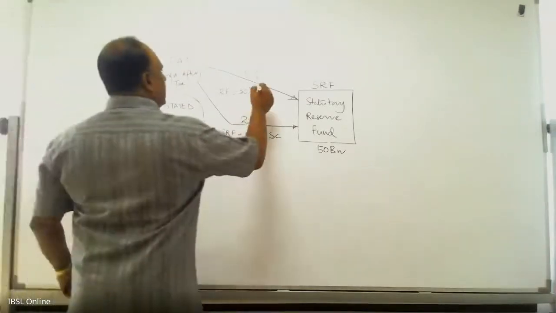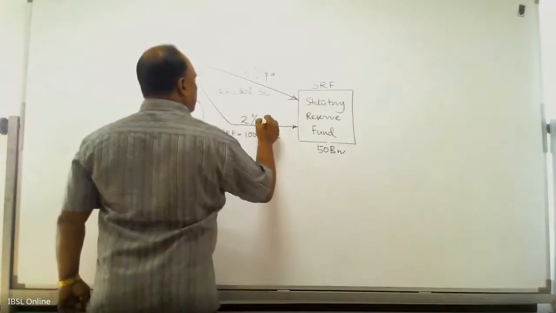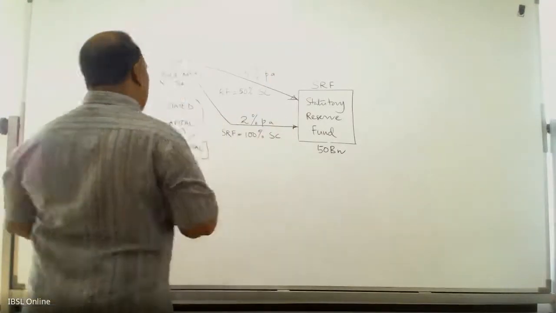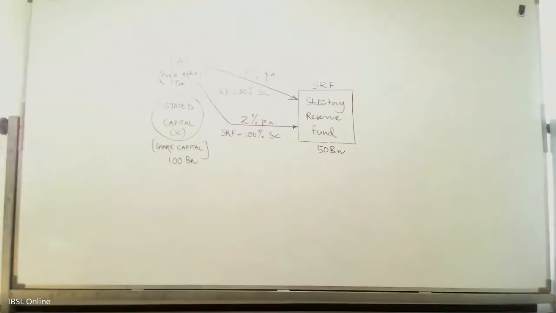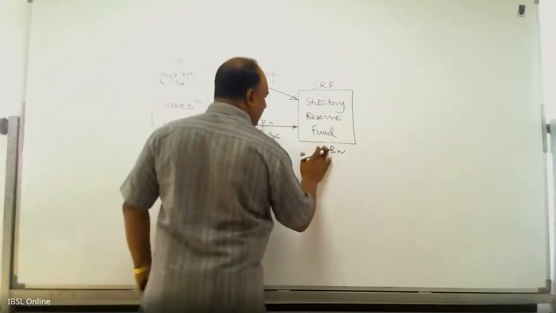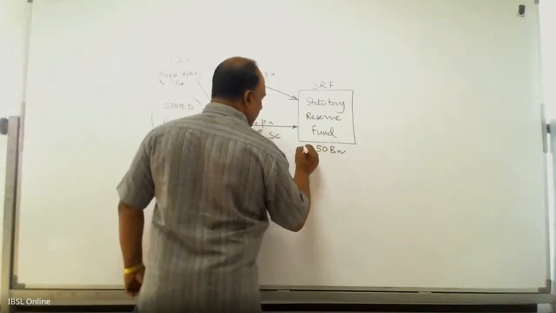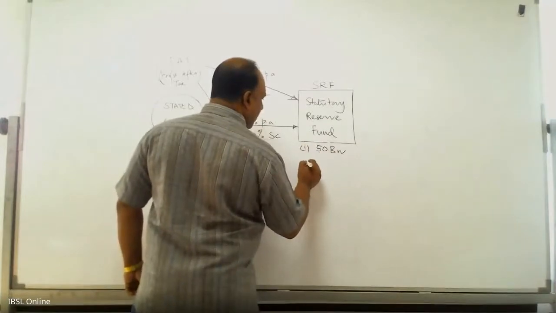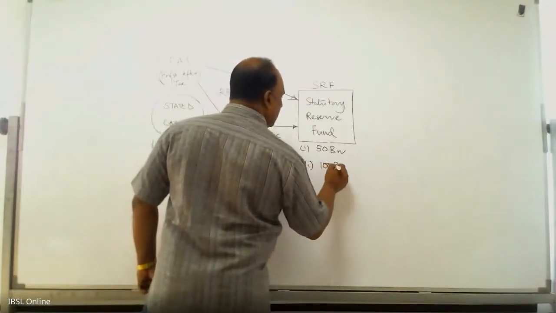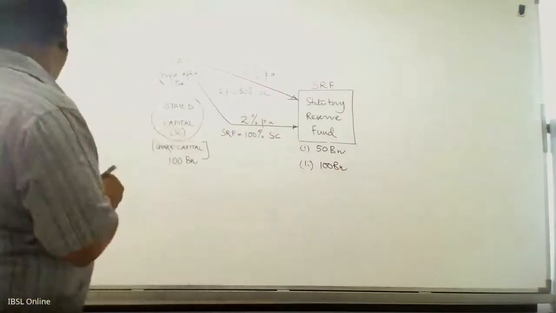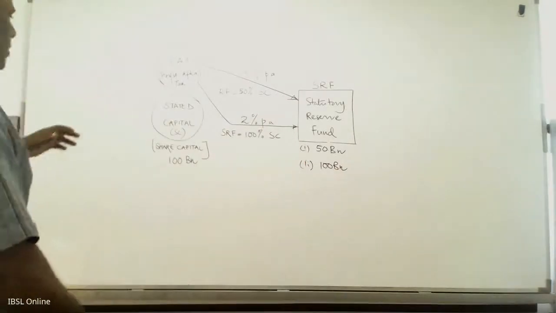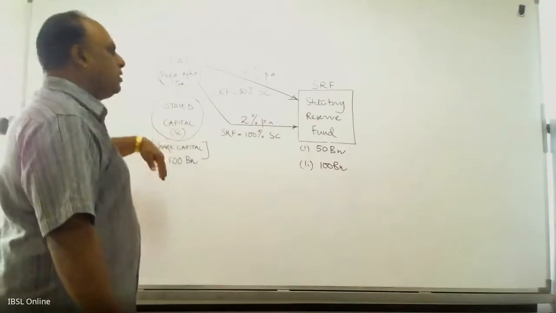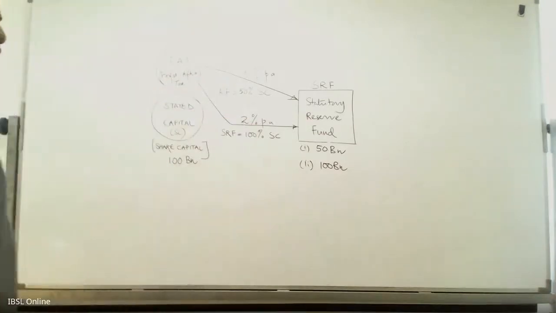This is 5% per annum. This is 2% per annum. So every year you will start transferring 2% from your profits every year so that this becomes 100 billion. So step 1 is 50 billion, step 2 is where you reach 100 billion. And the banks have to keep on doing this because as long as this is going to change, you have to keep on doing this. This is called a statutory requirement.